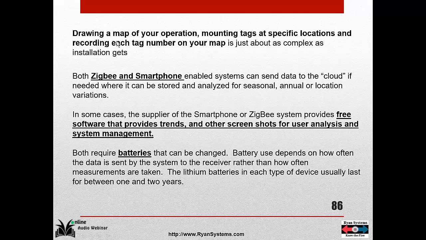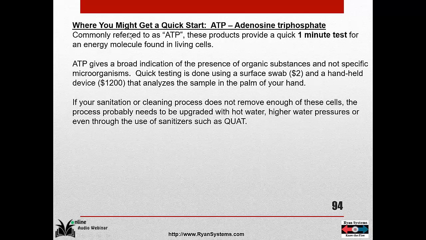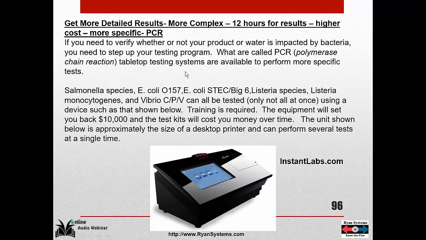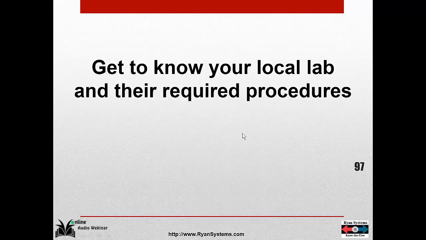I said earlier, draw a map of your operation, where you might get a quick start. Adenosine triphosphate, ATP, is a one-minute test for an energy molecule found in living cells. This is just a procedure for ATP swabbing for shipping containers. This is more sophisticated: Instant Labs comes out with a way to take samples for E. coli, et cetera, in your own facility rather than sending them to a lab. Get to know your local lab and their required procedures.